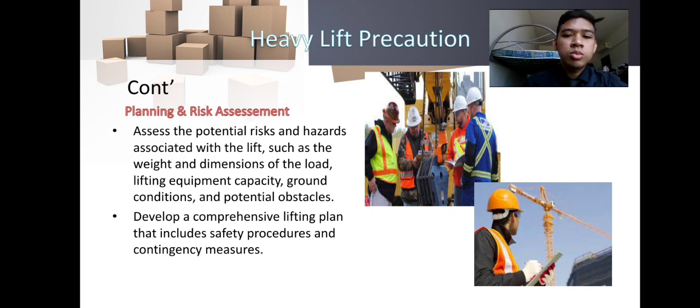Okay, first heavy lift precaution is planning and risk assessment. Workers need to carry out a careful planning process such as assessing the potential risks and dangers associated with the lifting. For example, the weight of the item, the dimensions of the load, lifting equipment capacity, ground condition, and potential obstacles. With this, the workers can develop a comprehensive lifting plan which includes safety procedures and contingency measures.